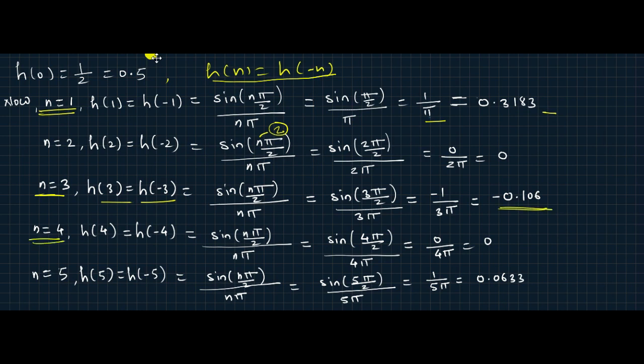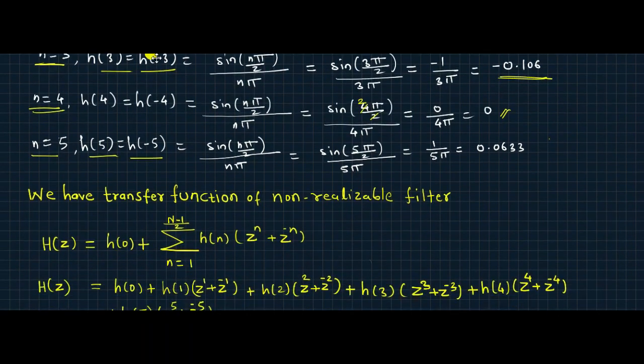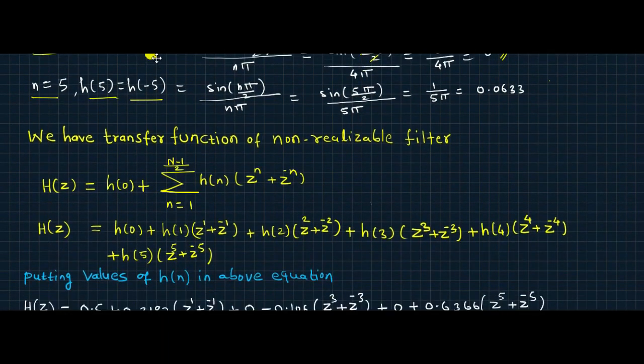For n equal to 4, we'll obtain 0 because 4 pi by 2 will become sin 2 pi. We know sin 2 pi is 0, so no need to calculate further. For n equal to 5, h of 5 equals h of minus 5. So we get 1 over 5 pi, which is 0.0633.